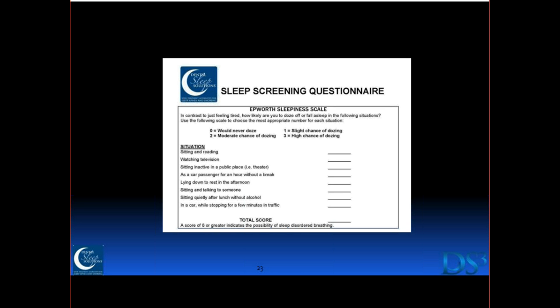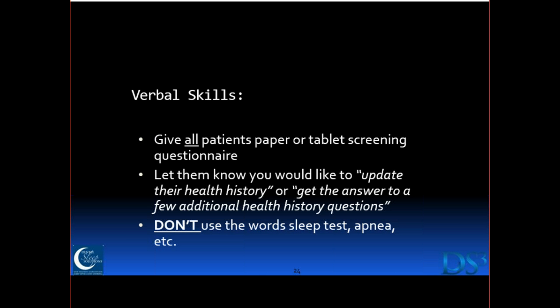That combined with some of the other ones we just had on there are a really good start if you want to use paper forms. The key to this is that everyone that comes to your office is going to be screened. It is your obligation. So let's screen them with the paper forms, tablet form like we use in our office.